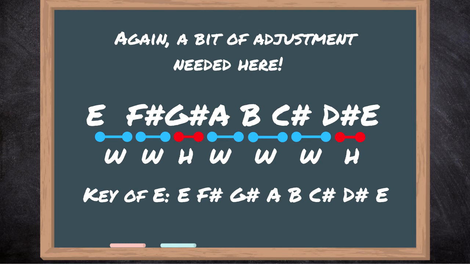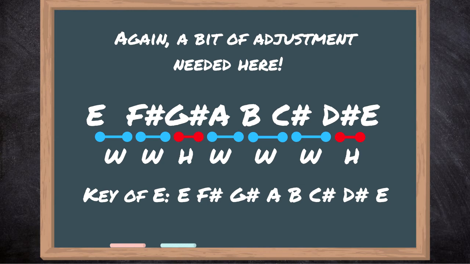A to B is a whole step. B to C sharp is a whole step. C sharp to D sharp is a whole step. And D sharp to E is a half step. So in the key of E, we have E, F sharp, G sharp, A, B, C sharp, D sharp, E. We have 4 sharps in there.